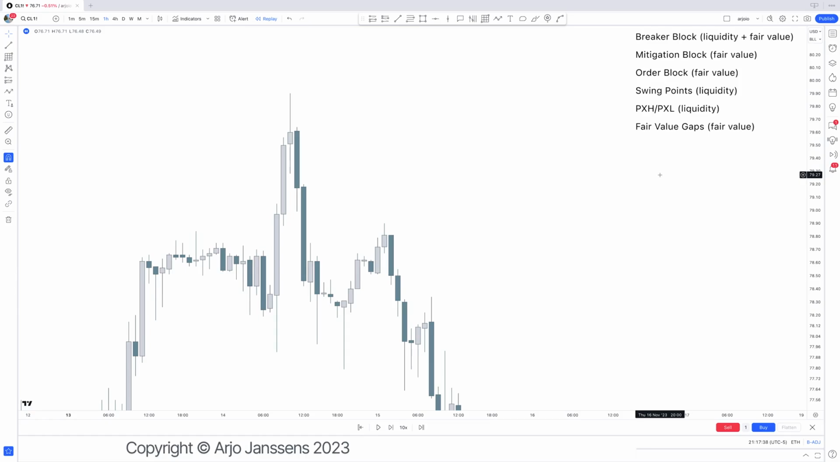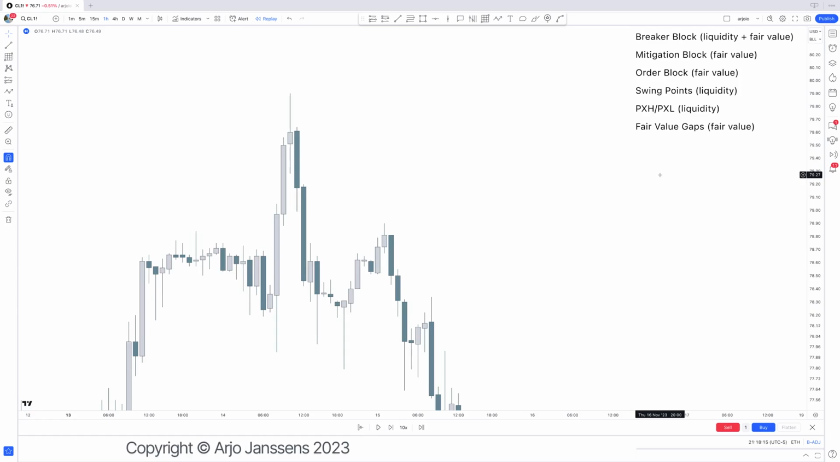The reason for that is because, again, the market moves from liquidity to fair value. So it's only liquidity and fair value. It's constantly either taking liquidity or it's offering fair value. That's the only thing the market is doing. So if we understand that and we place the mitigation block and an order block in the same category, then the mitigation block and the order block, like I already mentioned with the time frame example, are basically the exact same thing.